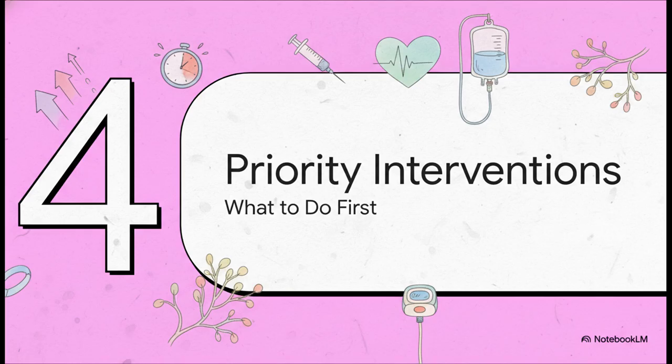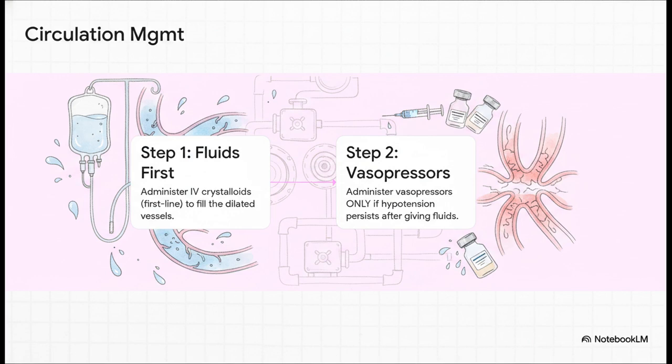Now what? This is all about priorities. In shock, what you do and the order you do it in is everything. It's all about circulation. The very first thing we have to do is try to fill up that massive empty space in the vessels. That means fluids, fluids, fluids, usually big bags of normal saline or lactated ringers. It's only after we've tried to fill the tank that we can think about squeezing the tank with vasopressor drugs. Always remember that order: fluids first, then pressors.